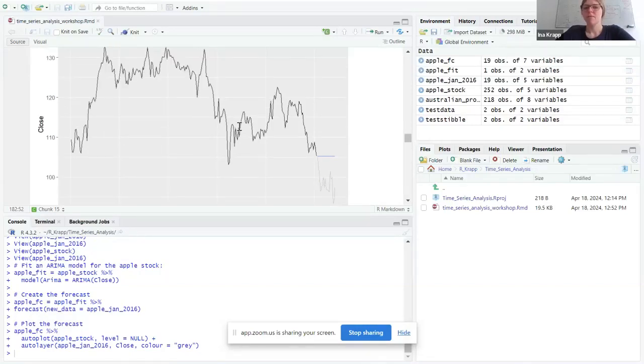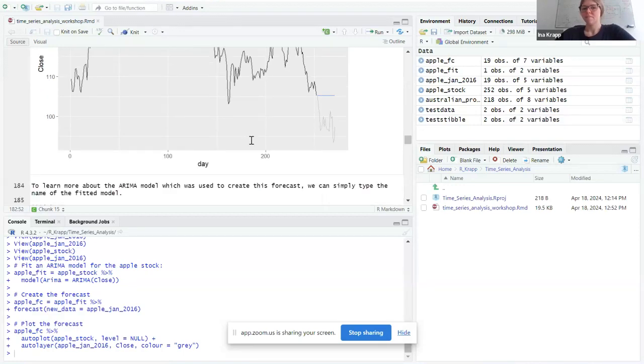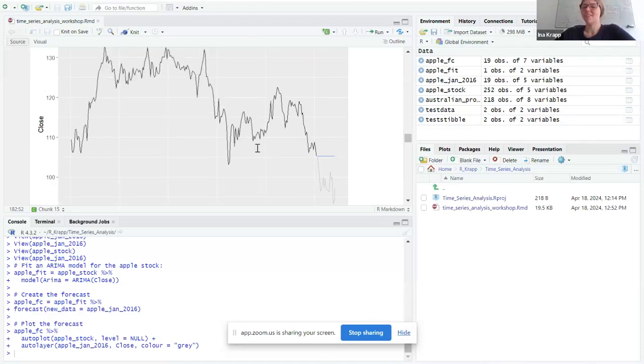Now, what you can see here is this part of the data we have already seen. We know what it looks like. This part of the data is how the stock actually developed. And this blue line is the forecast. It is not very accurate, at least I wouldn't say that it is.